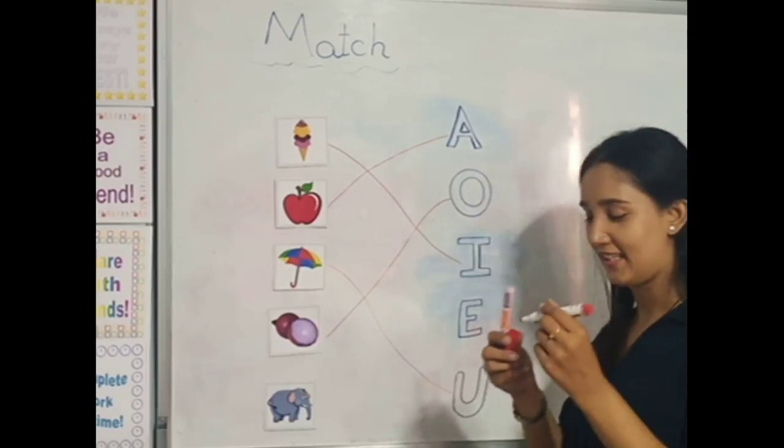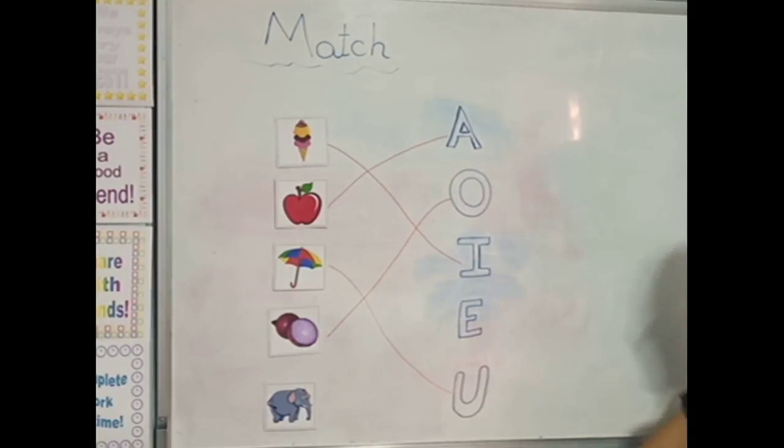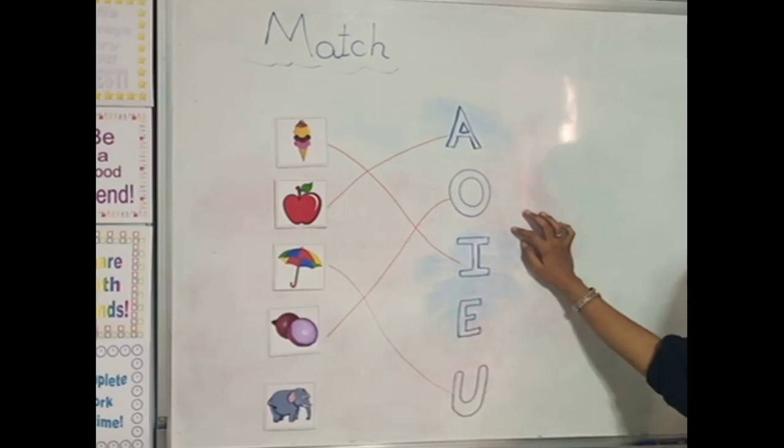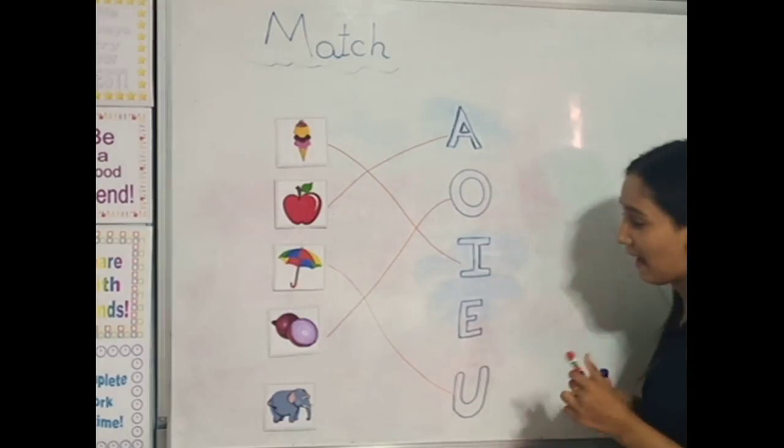Okay, how about this lovely elephant? So elephant, letter E? No. Letter O? No. Letter I? No. How about letter E? Yes. So let's match. E for elephant.